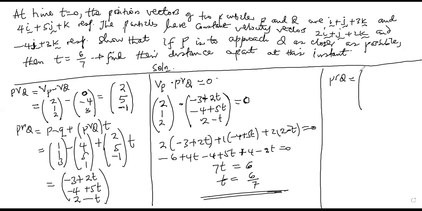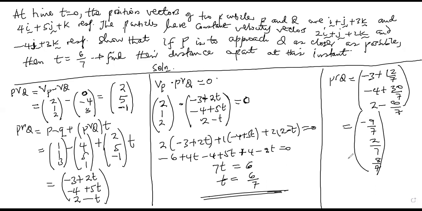So it is going to be negative 3 plus 6 over 7 times 2, it will be 12 over 7. Then negative 4 plus 30 over 7. I'm just substituting wherever there is t. Then here, we shall have 2 minus 6 over 7. So it will give you negative 9 over 7. When you take the difference here, 7, 28, it will be 2 over 7 and 8 out of 7. So you have that. Then you take PRQ magnitude.